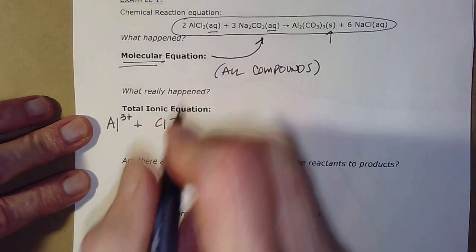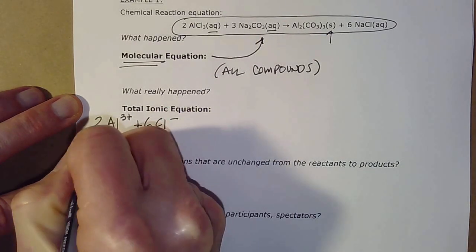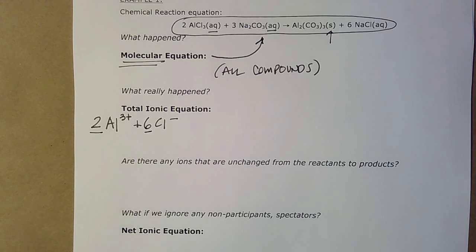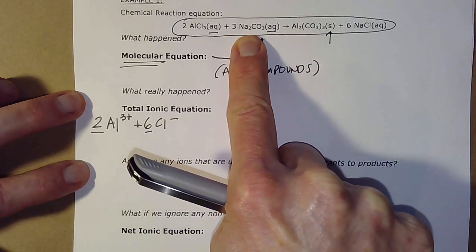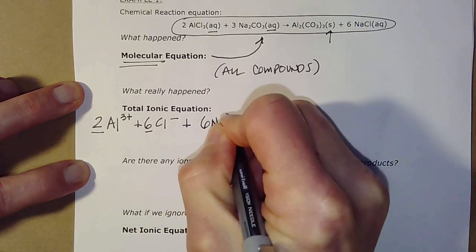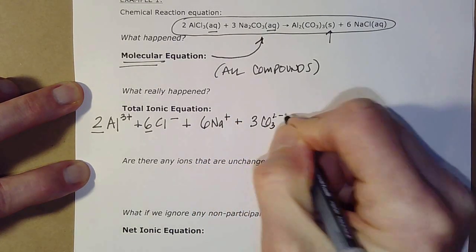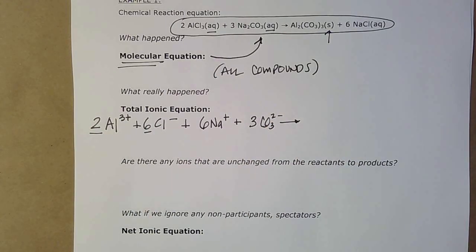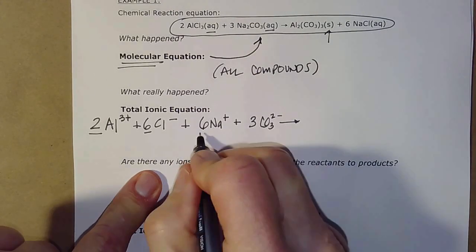At this point, I am going to go ahead and say there's 2 aluminums and 6 chlorides. Now, that doesn't make sense. You might want to stop the video for a second and think, well, how did he get the 6 chlorides? Okay, so I'm going to do the same thing up here with this sodium carbonate. There's no sodium carbonate in the water. There are 6 sodium ions and 3 carbonate ions. Now, this should say aqueous, aqueous, aqueous, aqueous, but I'm lazy.